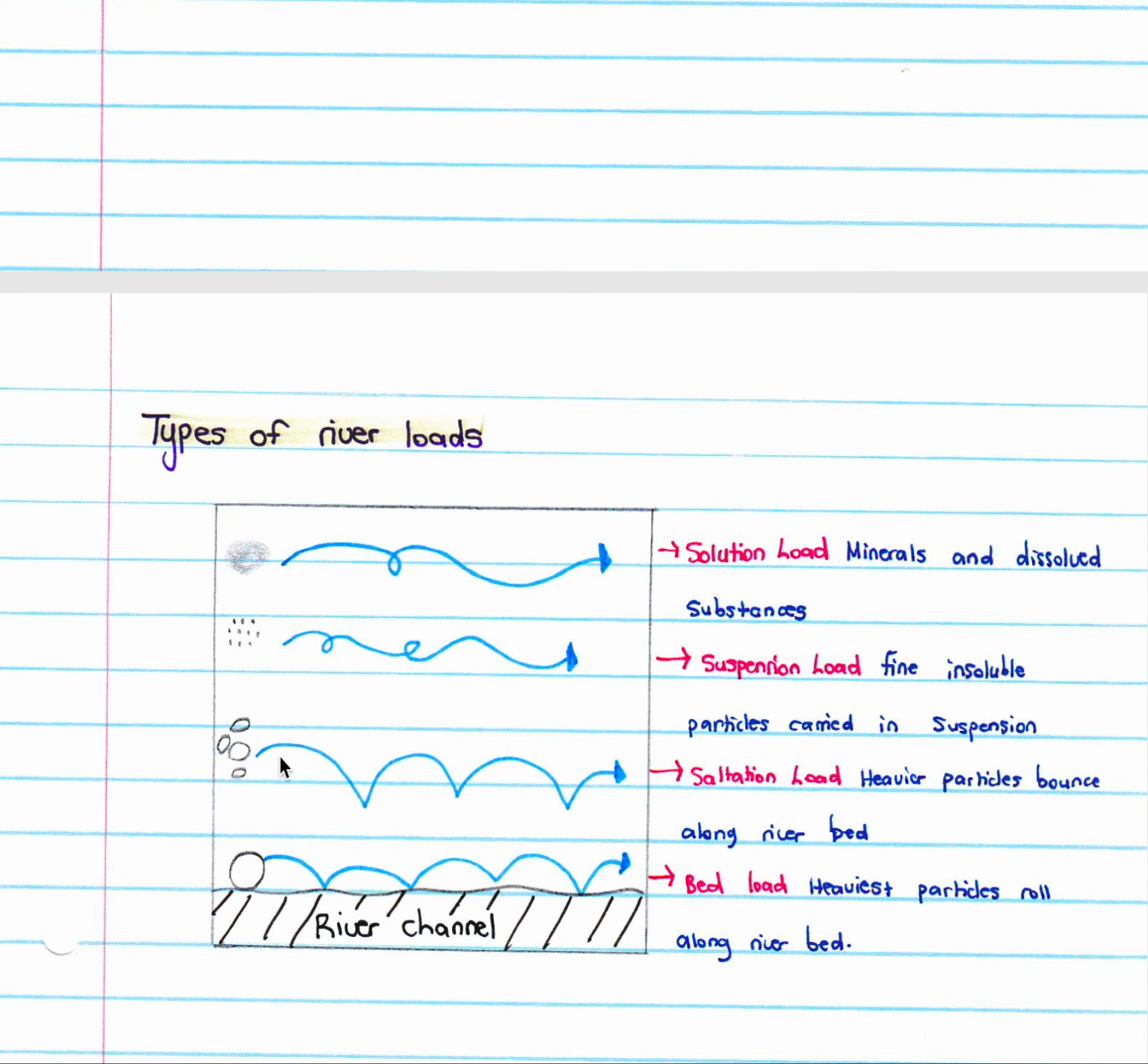Then we have a saltation load. Heavier particles bounce along the riverbed. So, as shown by the diagram, water moves the particles along and they bounce along the riverbed. They spend some time in the water and other times on the riverbed. And then we have bed load, which are the heaviest particles that are rolled along the riverbed and cause erosion as they do that.